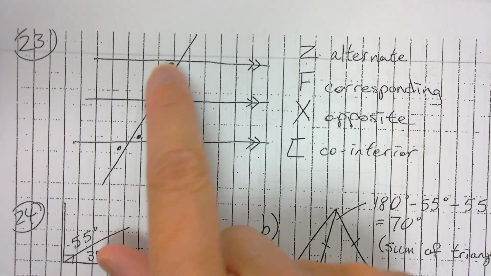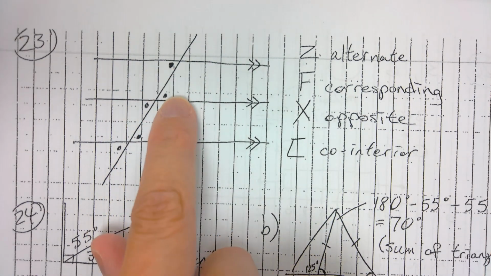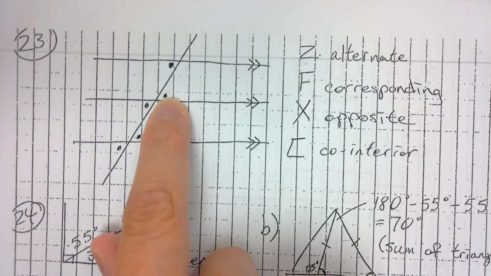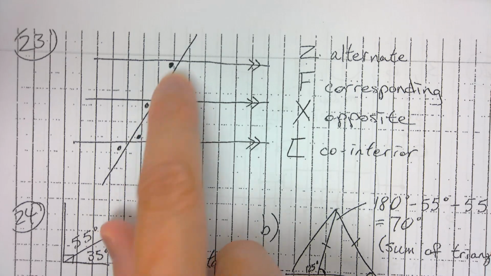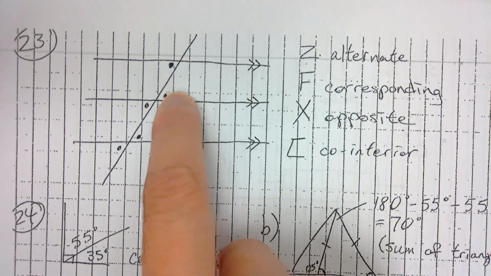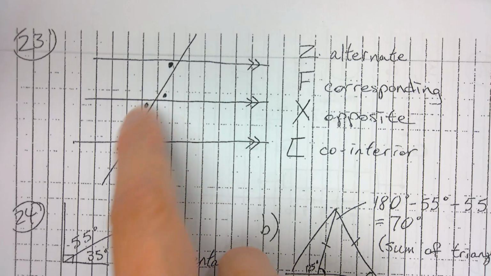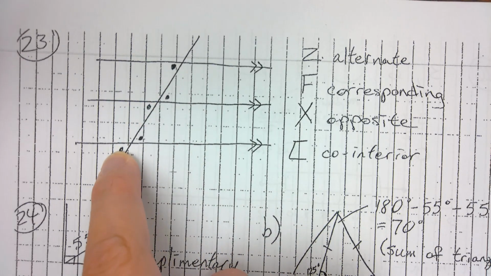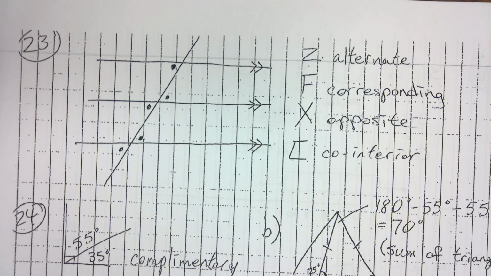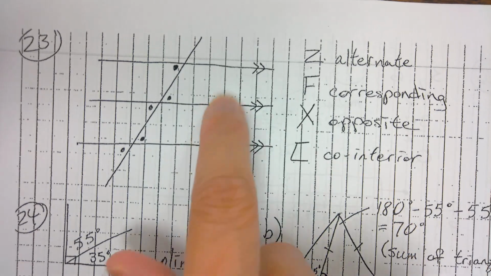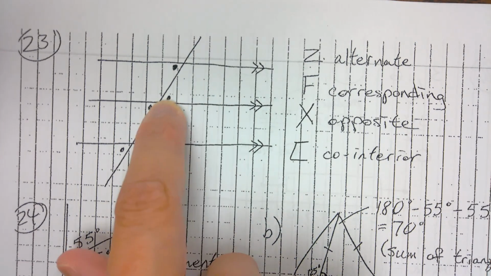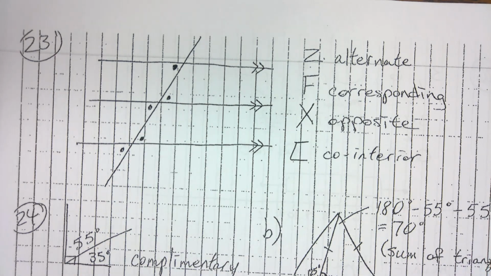Okay. So if I say this angle, then this angle would be the same. This angle would be, because alternate Z pattern, and then this angle will be the same because of opposite, the X pattern, and then this angle is also the same because of the F pattern, corresponding. Right, so all those would be equal angles. Remember, co-interior, the C pattern, they're not equal, but the two inside angles add up to 180.